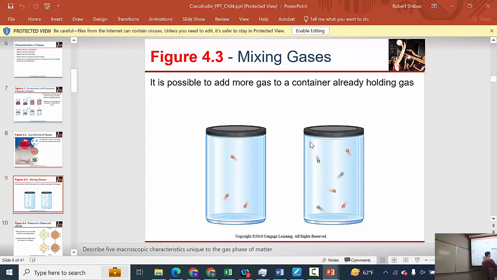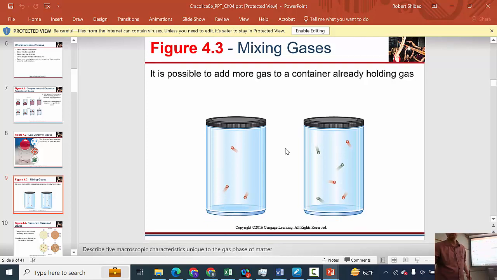So now we're going to have twice as many collisions because we have twice as many molecules. And so we're going to just double the pressure. If we double the number of molecules, we double the collisions, and we double the pressure. So we can mix it, but we're going to have it at higher pressure.